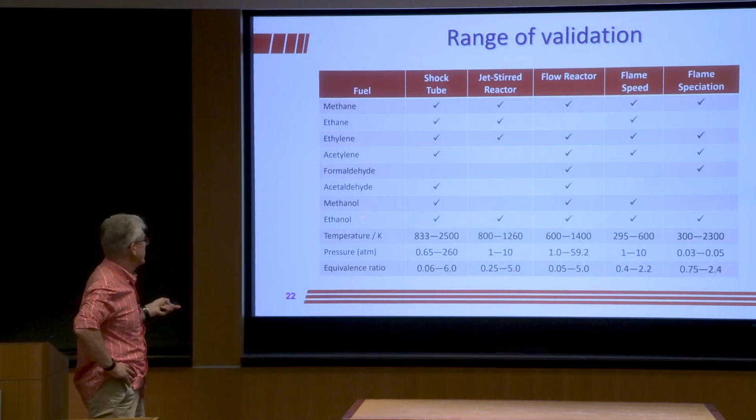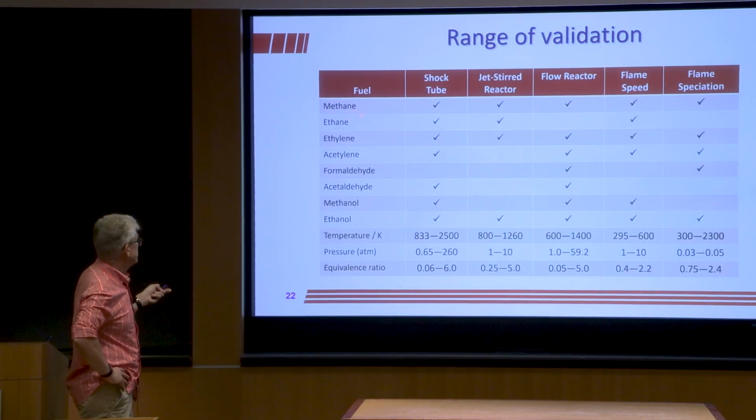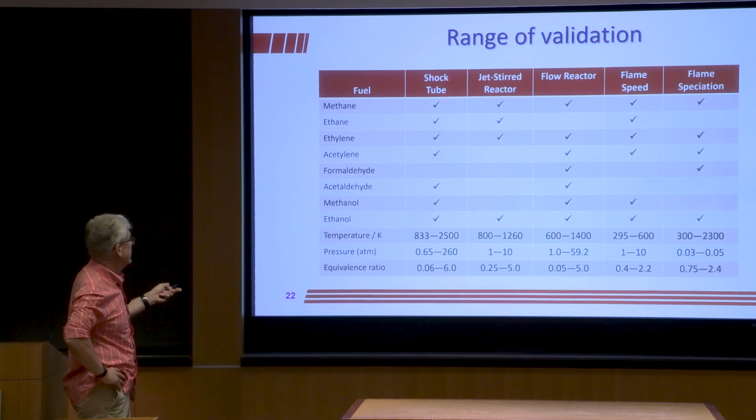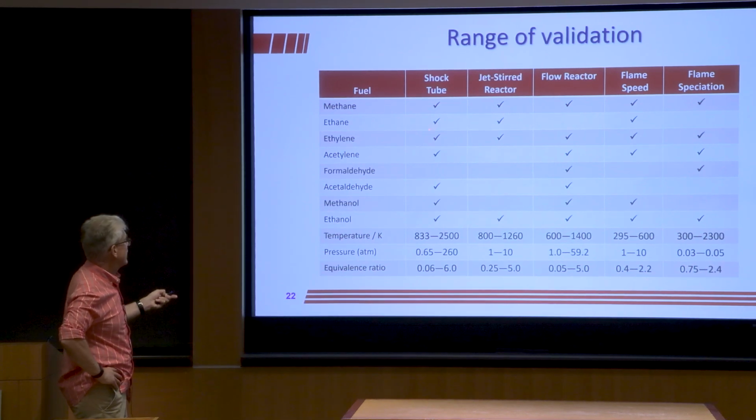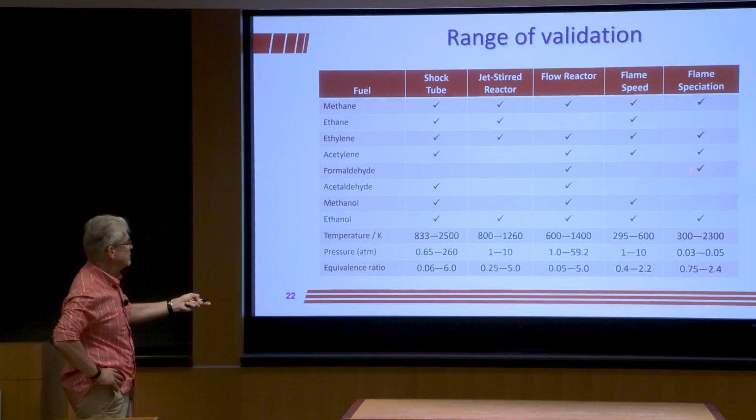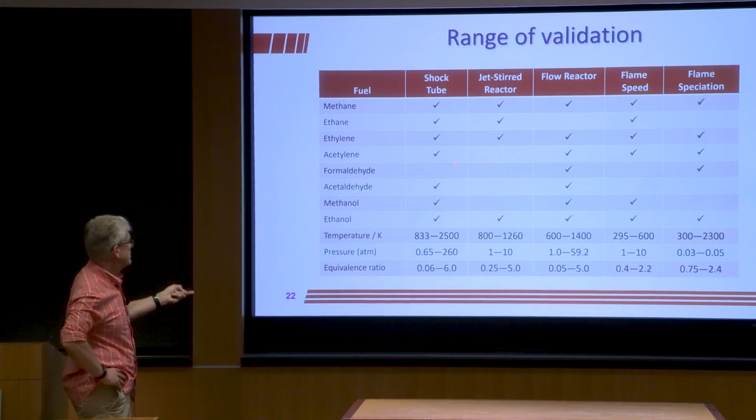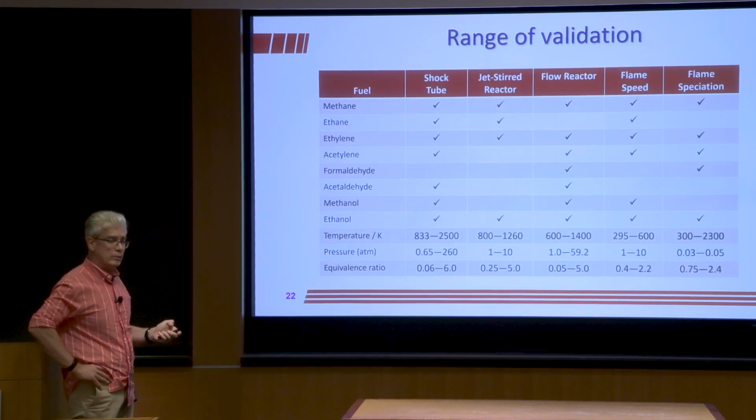This is showing a synopsis of the species that we simulated and the data that we had available: shock tube, jet stirred reactor, flow reactor. These would be species profiles. These are flame speeds and flame speciation data, and then these would be ignition delay time data over a wide range of temperature, pressure, and equivalence ratio.